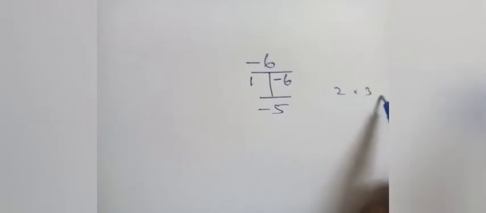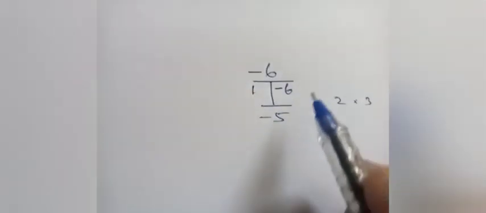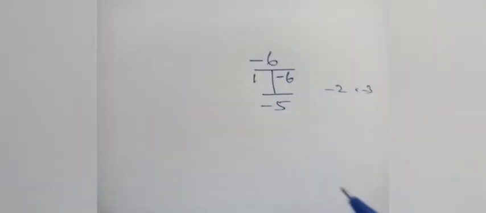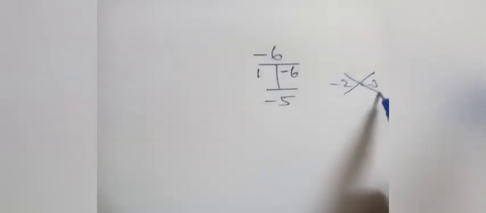Some of you will think 2 and 3 also will come, right? 2 and 3, you check. 2 threes are 6. Minus 6 we need. If you add, you have to get minus 5. So minus 2, minus 3. But if you multiply, you will get plus 6 only. So this is not possible. Only one case will work. Okay, so 1 and minus 6.